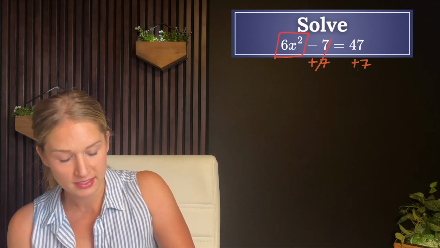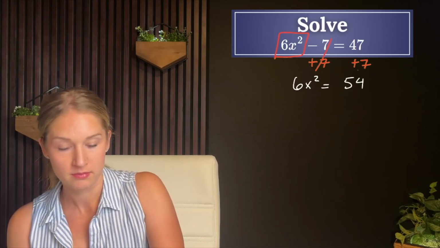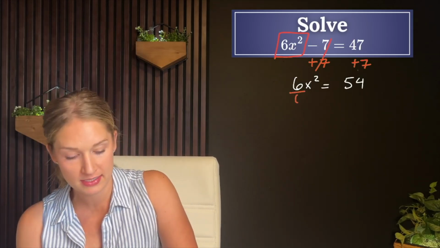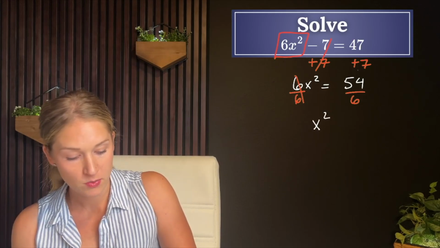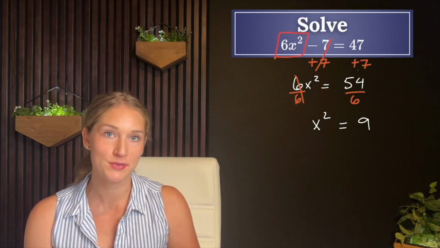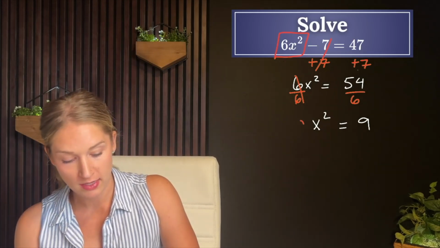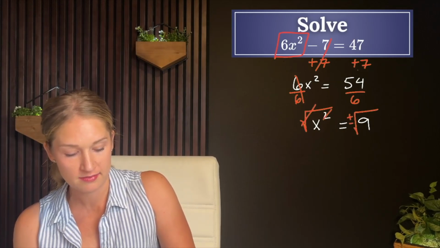So then I've got 6x squared equals 54. Now we work to get the x squared by itself. So I divide by 6. And that isolates my x squared. And now I can use my square roots. So I want to undo the exponent. So I use a radical. And since it's a square root, I need my plus minus.